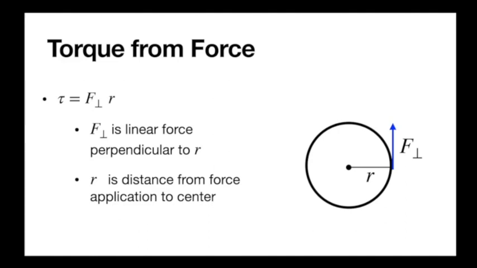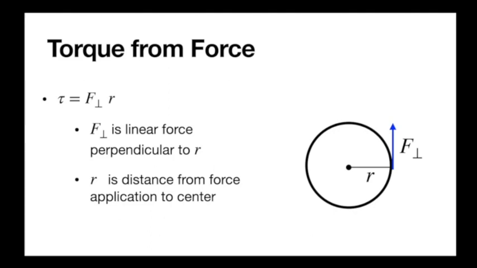So same force with a smaller r gives me a smaller torque. Increase force, you increase the torque. Increase r, you also increase the torque. And that kind of builds in here. If r is 0, in other words, if the force is right at the pivot point, you're not going to get any torque. So then the last important thing here is this F perpendicular.